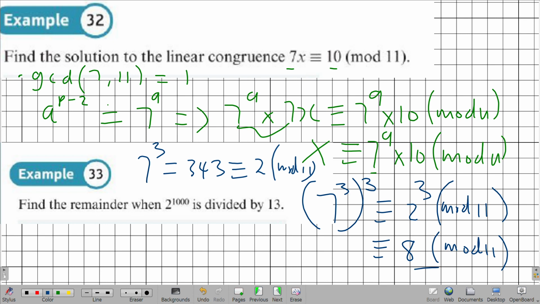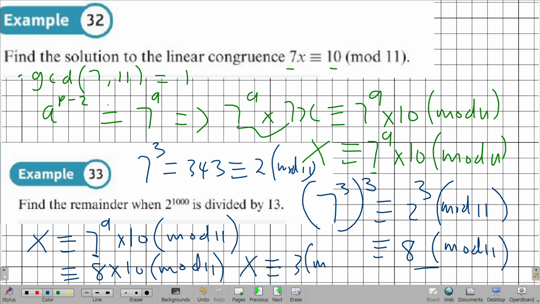So taking it further to the equation that we are at, our equation said x is congruent to 7 to the power of 9 times 10 in mod 11. And we've just established that 7 to the power of 9 is equivalent to 8. So this is going to be 8 times 10 mod 11, which is 80. And if we take away 11s in 80, we are left with x is congruent to 3 under mod 11. So Fermat's theorem presents us with an opportunity to solve these equations in a very short way, rather than dwelling with the Bezout algorithm.